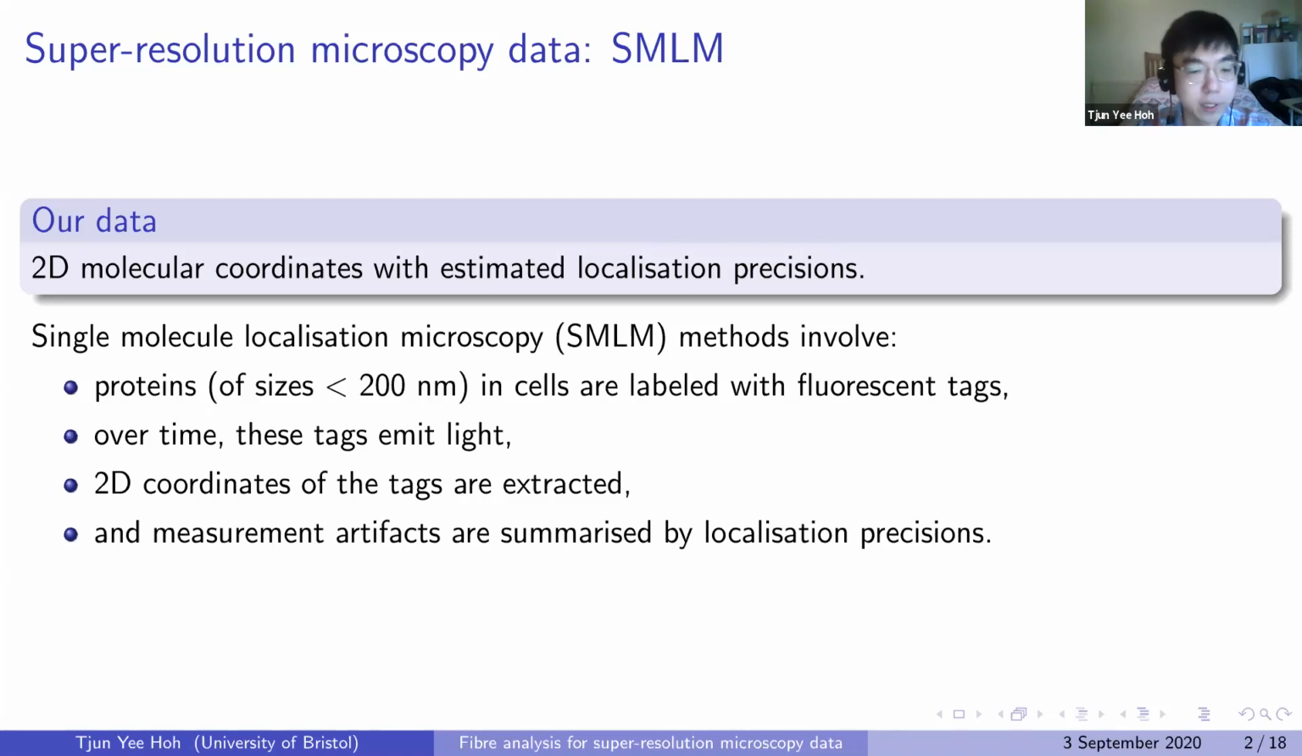So in the form of 2D coordinates. Now, the problem is over time, these tags may emit light multiple times. There may be multiple recordings of these locations, but there are algorithms to post-process this. And the measurement artifacts arising from this are summarized by localization positions. So to summarize, the data are simply two-dimensional coordinates. Each coordinate has an associated position.